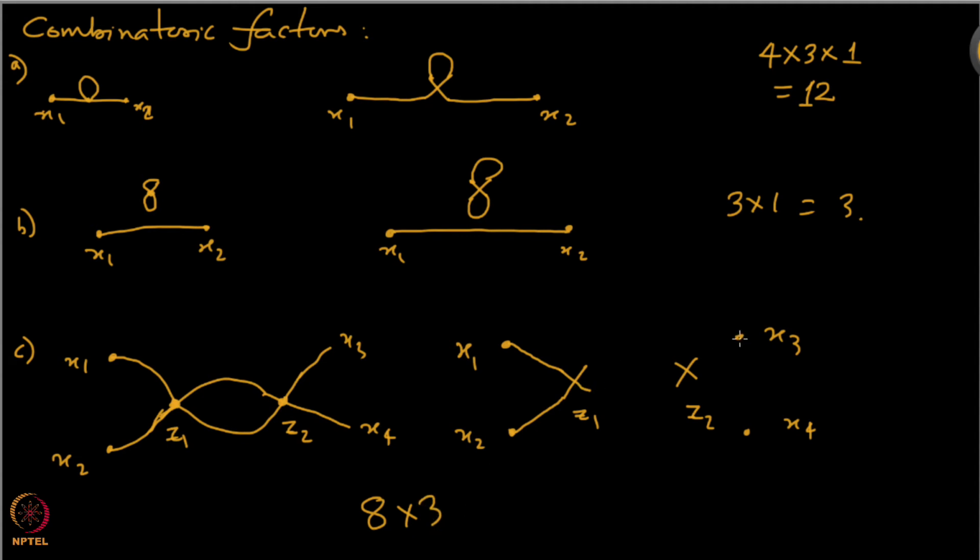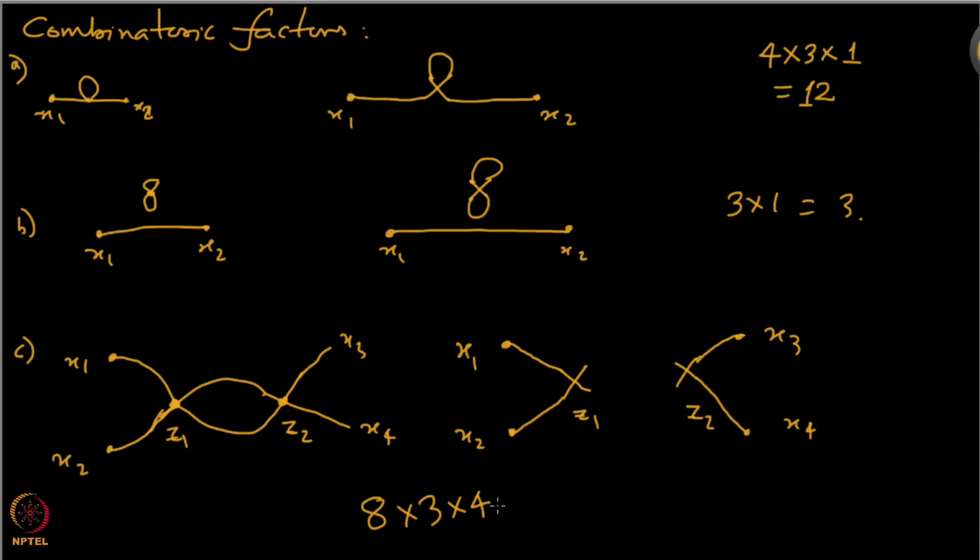Now, x3 can go to how many places? x3 cannot go here, because the kind of diagram we are looking at, there x3 goes to the vertex to which x1 is not connected. So, x3 goes to z2, it does not go to z1. So, x3 should go to any of the 4. So, let us say it goes here. Then x4 should go to the same vertex to which x3 is connected, and there are 3 possibilities.